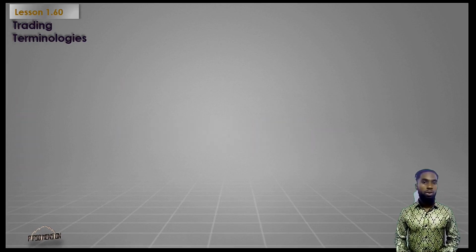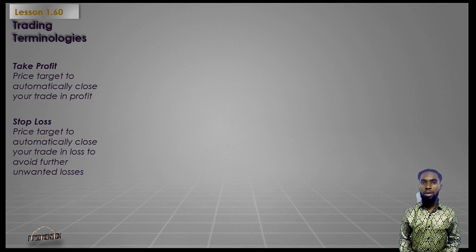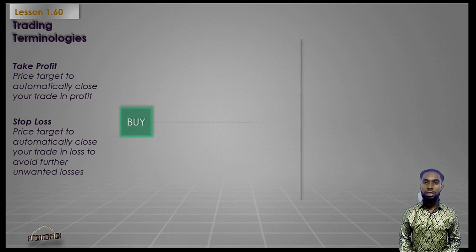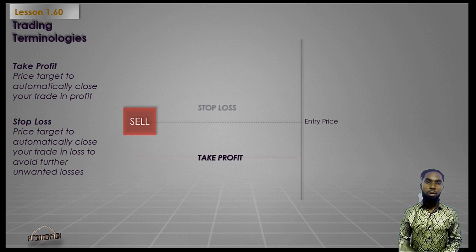Take profit and stop loss targets are levels or price targets which a trader sets to automatically close the trade in profit or in loss. For a buy order, the take profit target is set above the entry price, whereas the stop loss is set below the entry price. For a sell order, the take profit level is set below the entry price, whilst the stop loss is set above the entry price.